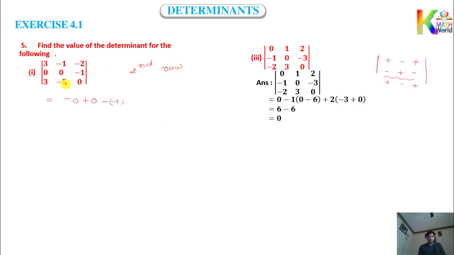Okay, second row. So with minus 1, what is left? Minus 1 lies in which row? You can see that minus 1 lies in which row? Second row, last column. So eliminate the second row and last column. So what is left? 3, then minus 1, and here left 3, then minus 5.